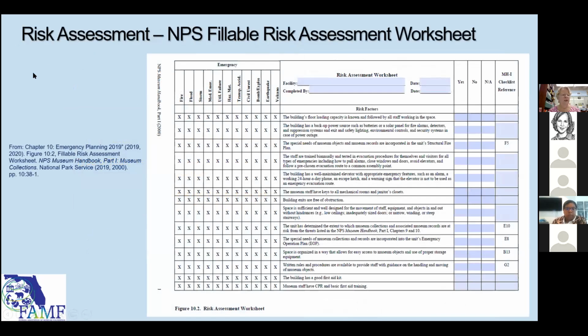This is page 1 of a fillable PDF risk assessment worksheet that is used by the National Park Service. You can download this form from the National Park Service Museum Handbook, Part 1, in its fillable PDF form. Again, the website is listed in the References and Resources slide.